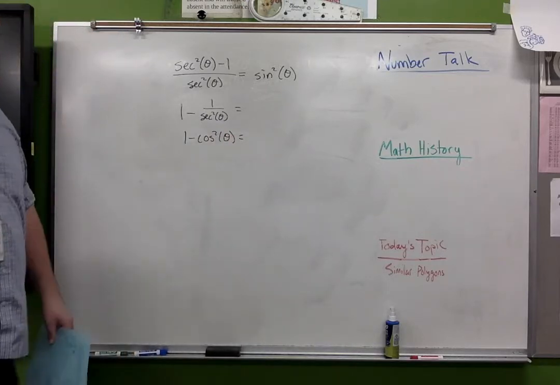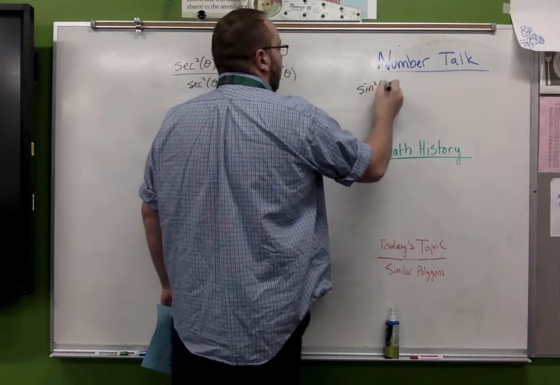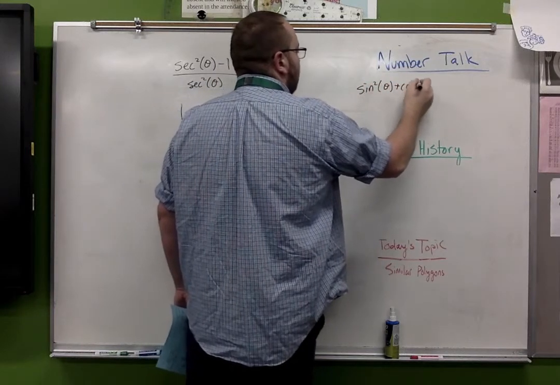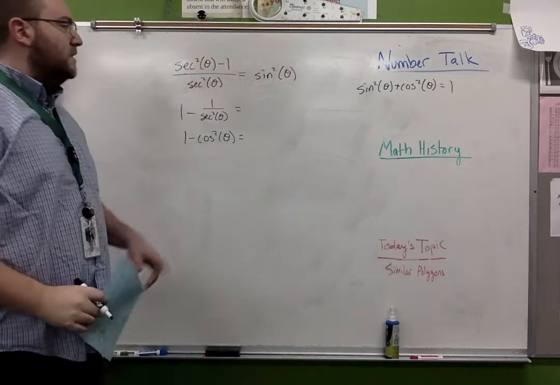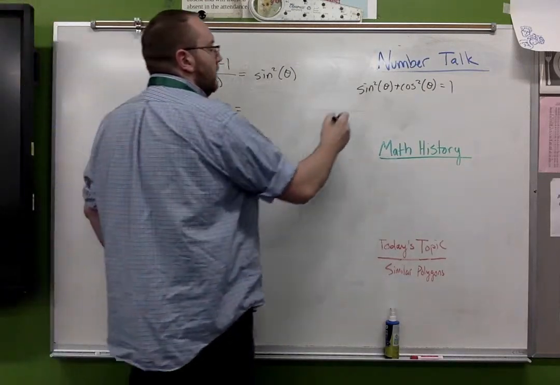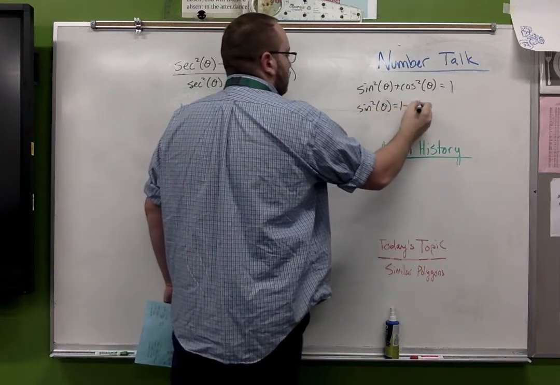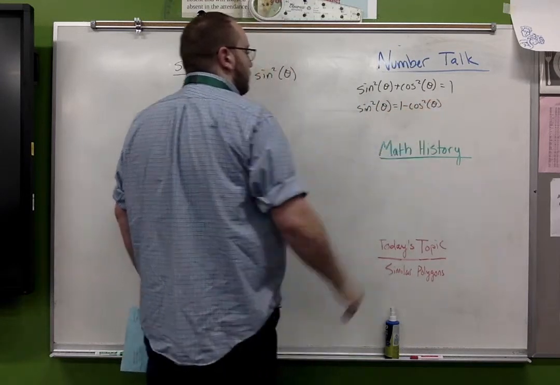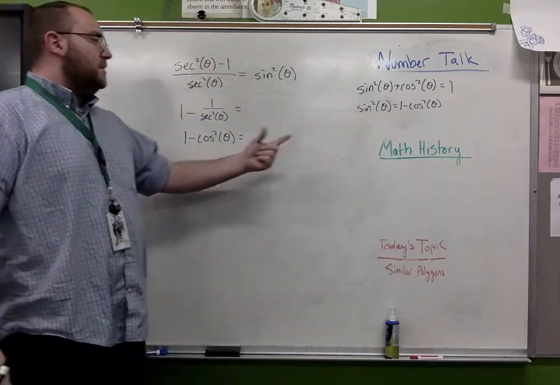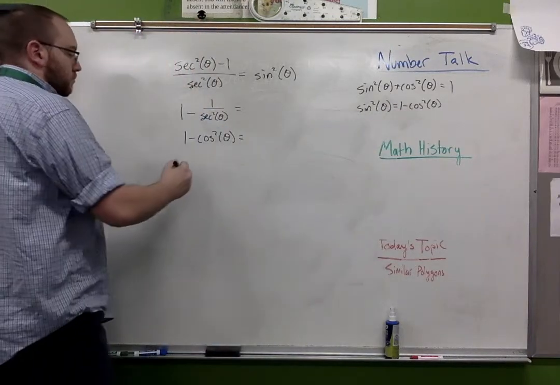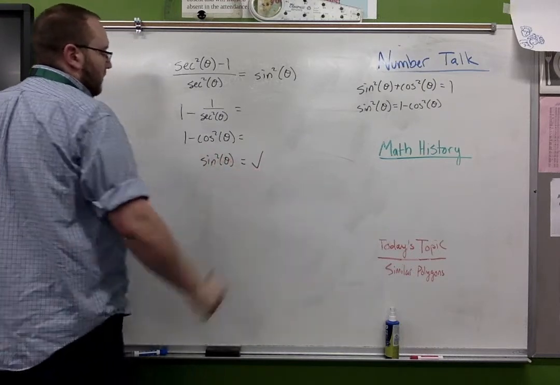Now, if we look at our Pythagorean identity, sine squared plus cosine squared equals 1. If I subtract cosine squared from both sides, it says that 1 minus cosine squared, which is this, is equal to sine squared. So this is sine squared. Verified.